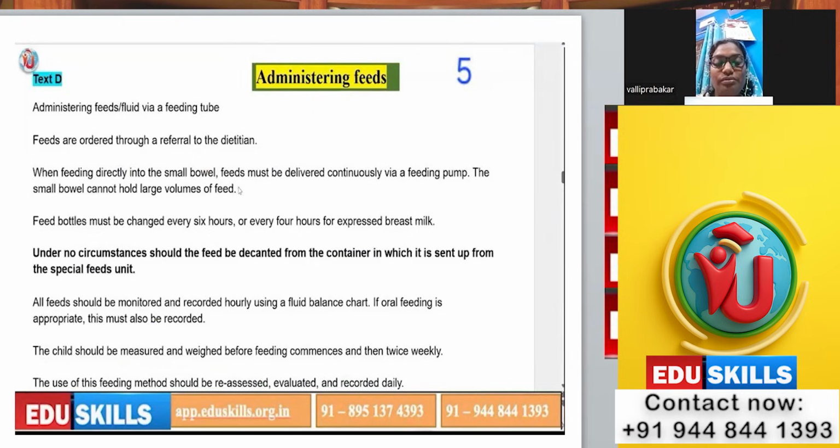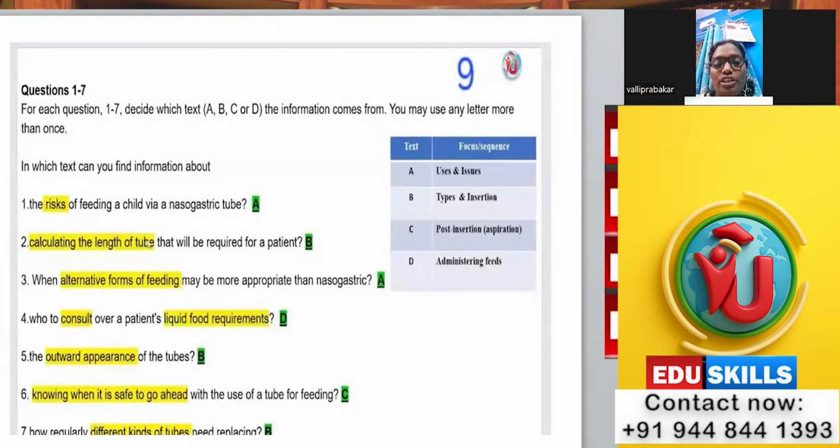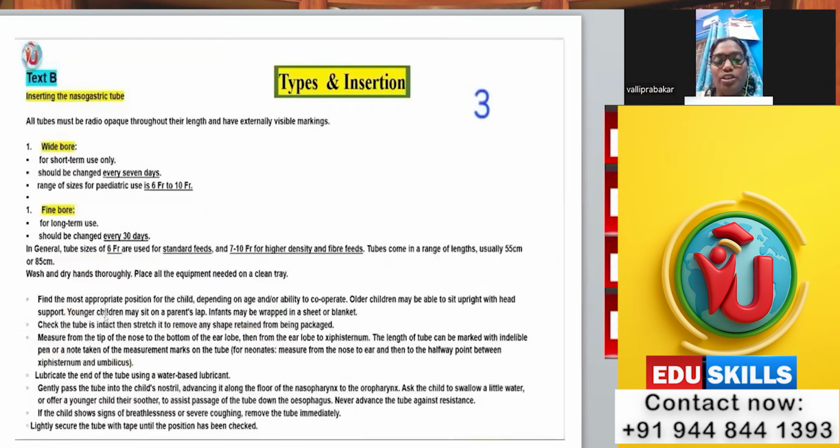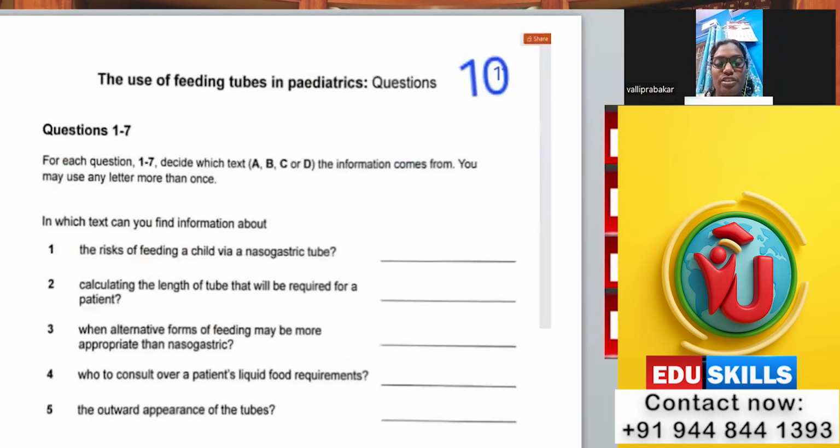The next question, the fifth question: the outward appearance of the tubes. So they are asking about the appearance of the tube. Where have we seen about the tube? It's in Text B. So immediately we can come to Text B. They have mentioned wide bore and fine bore. These are the outward appearance. So this is the answer. So we have to match it. So I have matched questions 1 to 5.